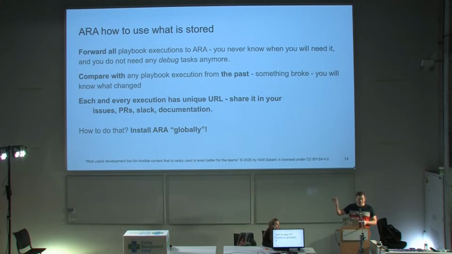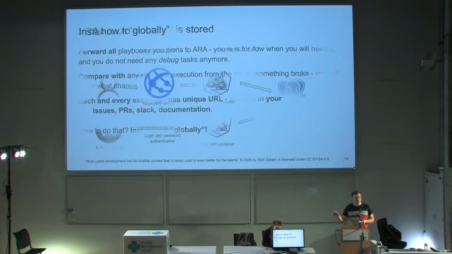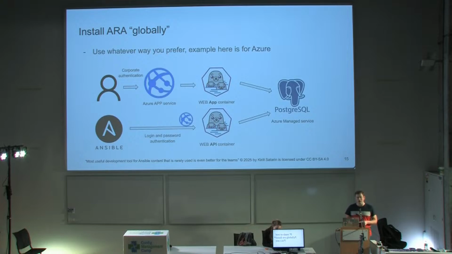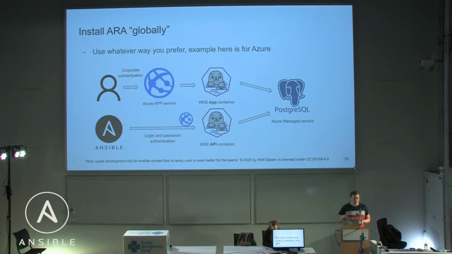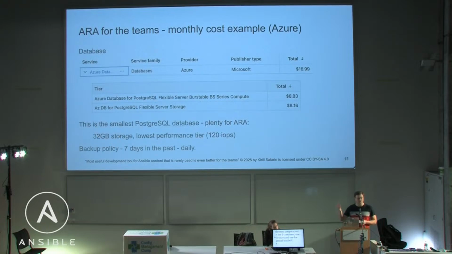Install it globally somewhere. In this presentation, I'm just giving an example for Azure, but you can use whatever infrastructure you like. So this is how it looks on Azure. The most complex part, I would say, is that we have two containers. One is for corporate authentication for users to take a look at what is stored in ARA, and another one is for Ansible itself to use simple login and password authentication. In order to use that, you would just have the three environment variables I mentioned above. You just have to add two more for login and password. That's all. That's the difference. And of course, change the host name.